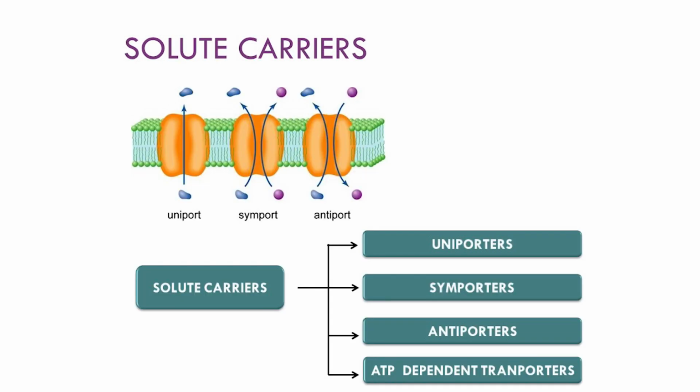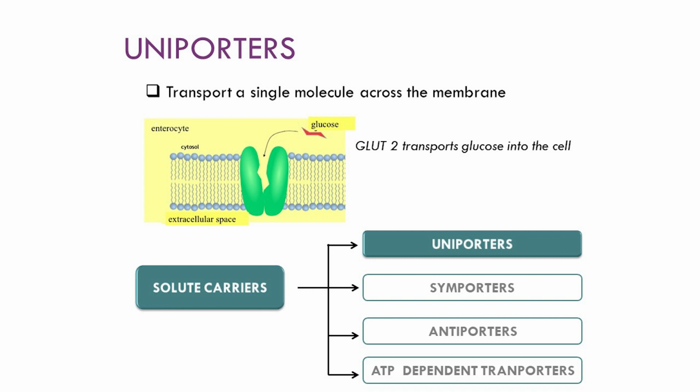So how about solute carriers? Can be uniporters, symporters, antiporters, and ATP-dependent transporters. When you say uniporters, they transport a single molecule across the membrane. So one, single. An example of this is your GLUT2 transporter. It transports glucose into the cell. So in this picture depicted, you allow the entry of glucose, only one molecule, and that transporter, that membrane protein, allows only glucose to move from one compartment to another compartment.